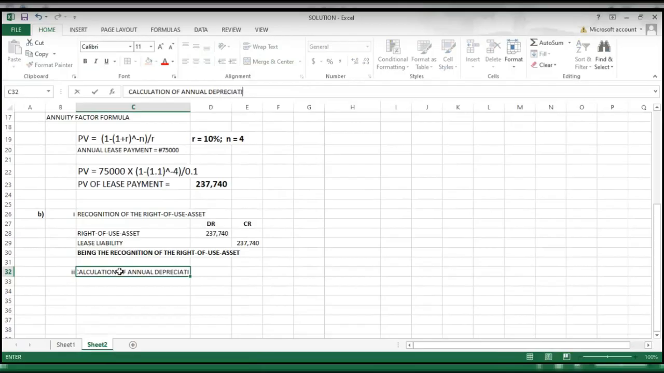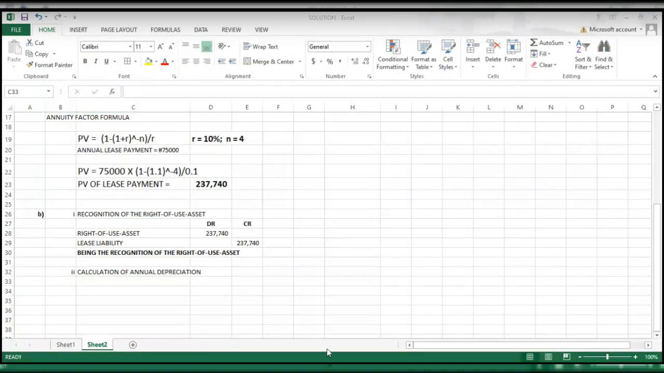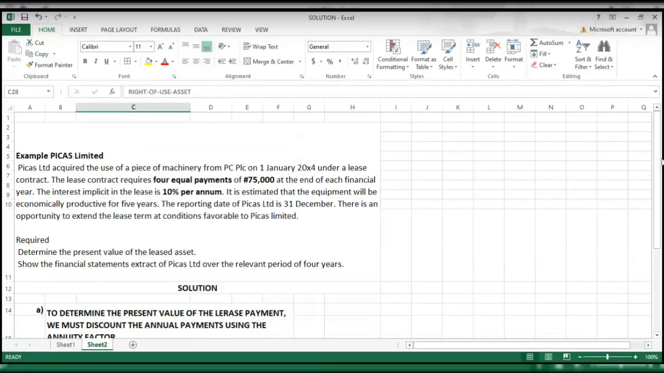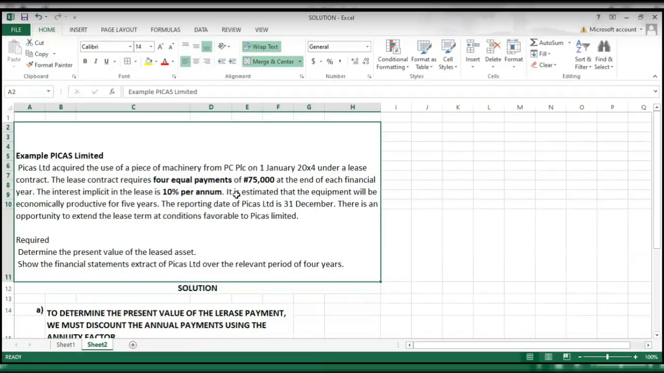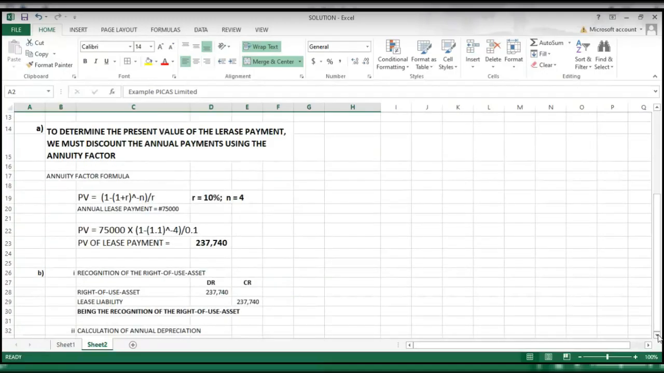Depreciation. That's the next task that we are going to be performing now. And don't forget, this is the value of the asset which was debited, and the question tells us the asset has how many years of use. It is estimated that the equipment will be economically productive for 5 years. So we are going to be depreciating it on a straight line basis over 5 years.